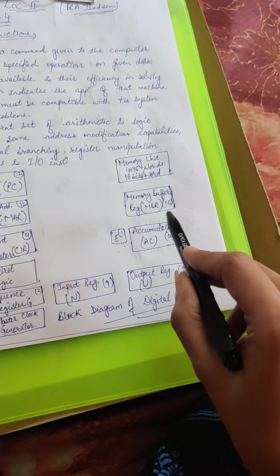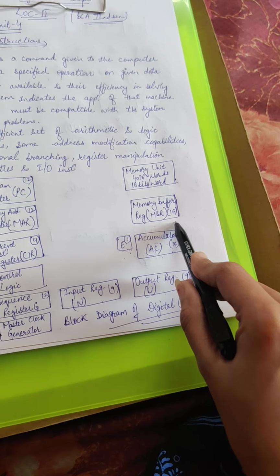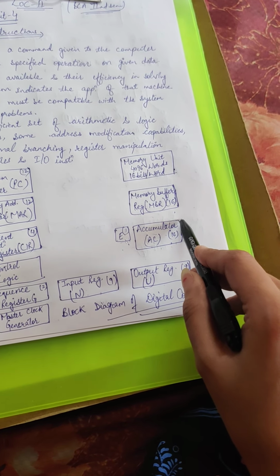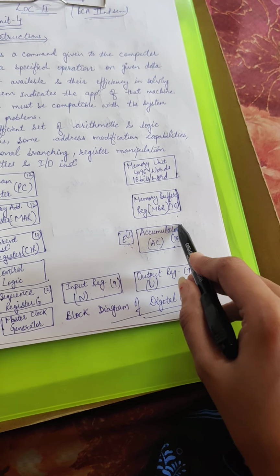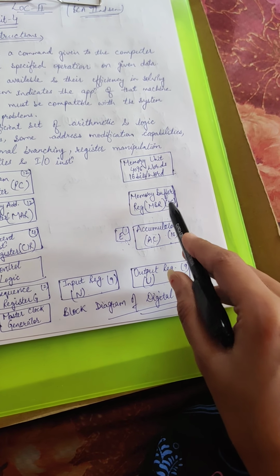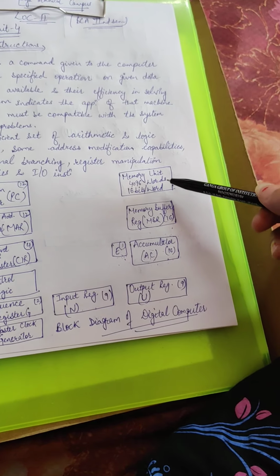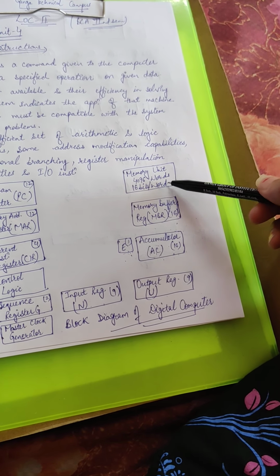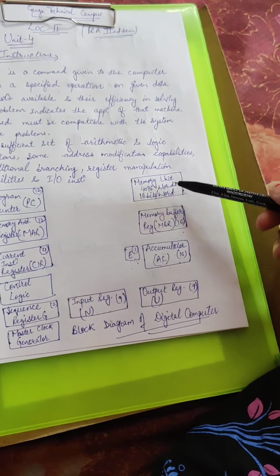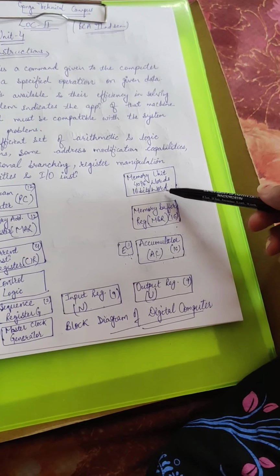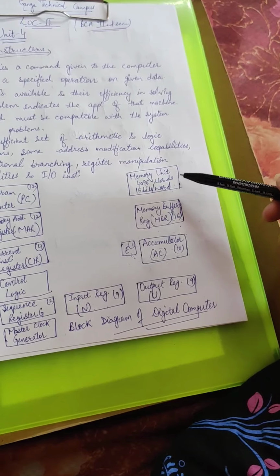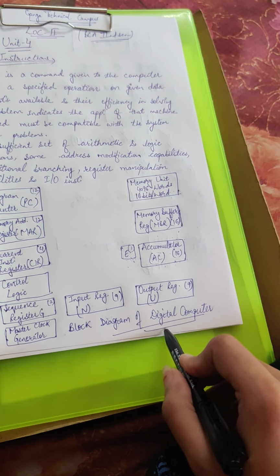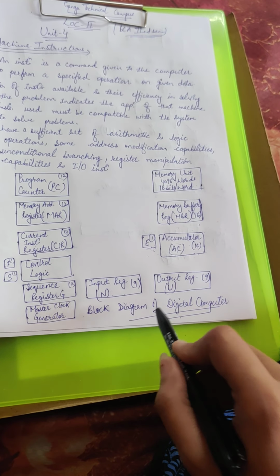MBR is the memory buffer register, or you can say MDR, memory data register. It is used to store the contents of memory. This is the total memory unit. Total memory unit is of 4096 words, and each word contains 16 bits. So this is the overall block diagram of the digital computer which we are using.